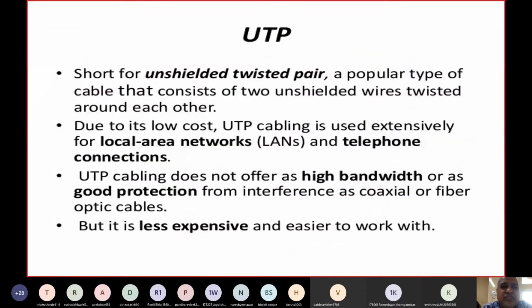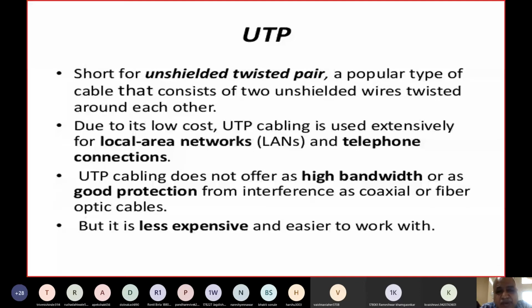Then if you see the short form, when you say UTP, it is called an unshielded twisted pair cable. UTP's long form is unshielded twisted pair, a popular type of cable that consists of two unshielded wires twisted around each other. Due to its low cost, UTP cabling is used extensively for local area networks, and can also be used for telephone connections. UTP cabling does not offer very high bandwidth. That means data carrying capacity is limited, but it provides sufficient good protection.